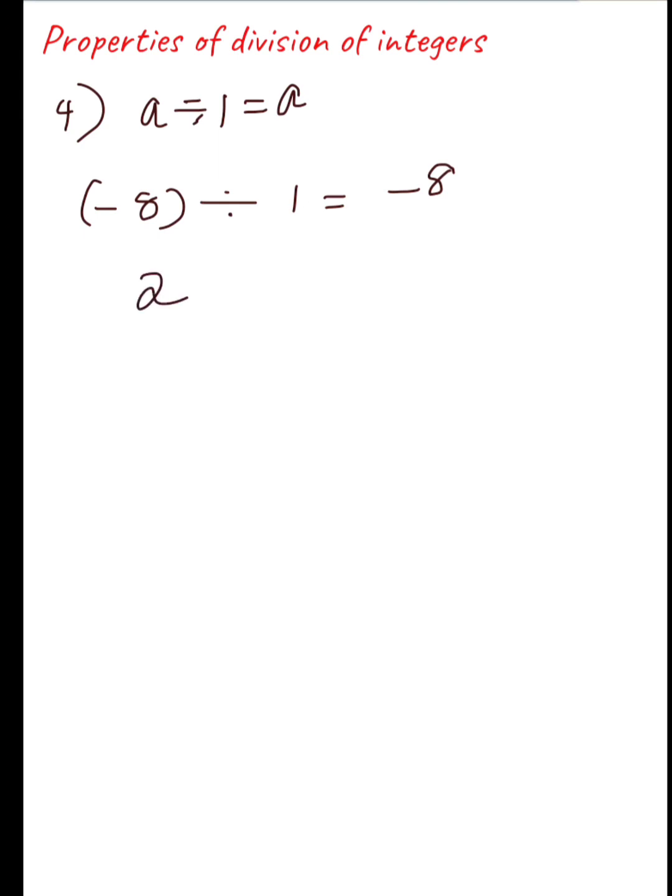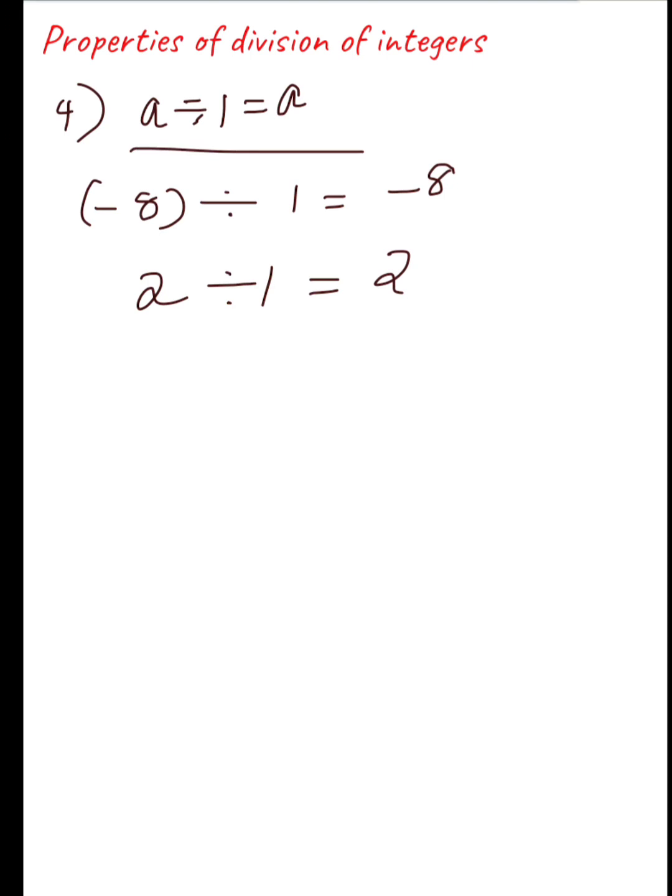The fourth property is very easy. Suppose a is an integer and we divide a by 1, then our answer will be a. Let's take an example. Suppose I am taking minus 8, which is an integer, and I am dividing this minus 8 by 1. Then what will be the answer? The number itself, that is minus 8. Suppose I am taking another example, 2, and dividing 2 by 1. What will be the answer? 2. So you will get the number itself, that is a divided by 1 equals a.